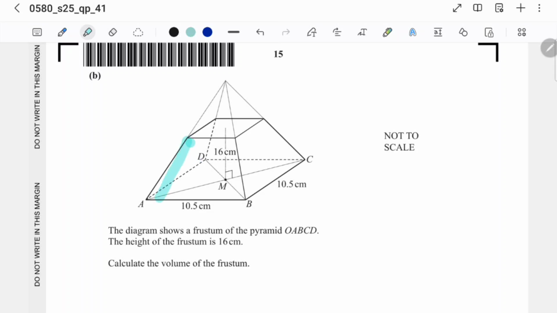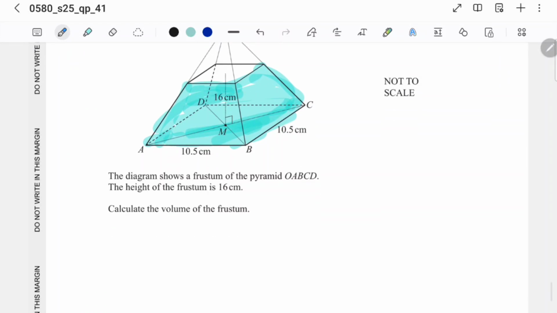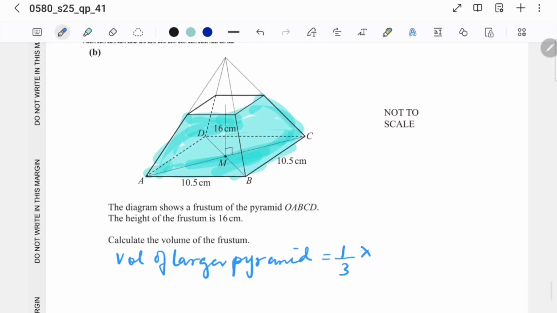We need to find out only the volume of the frustum. So we'll take the larger pyramid minus the smaller pyramid, then we'll get the volume of the frustum. The volume of the larger pyramid: the formula is 1 upon 3 base area multiplied by height. If I take the larger one, the base area is a square base, so 10.5 into 10.5, and the height of the pyramid is 24, and you get 882.